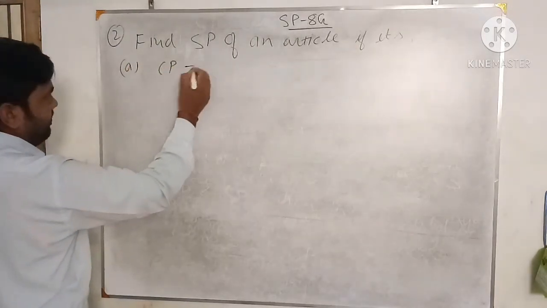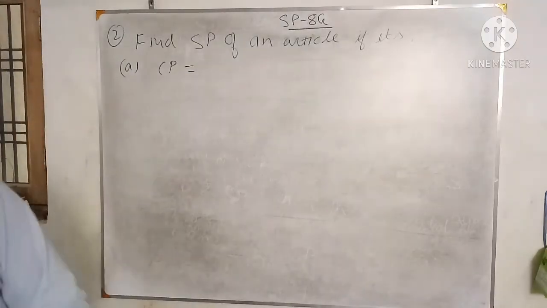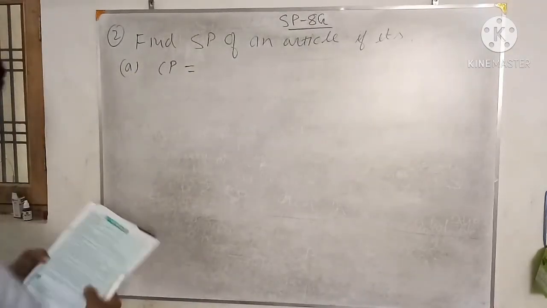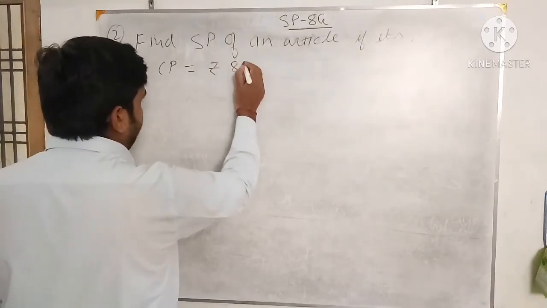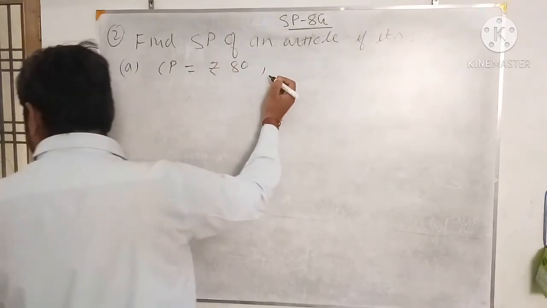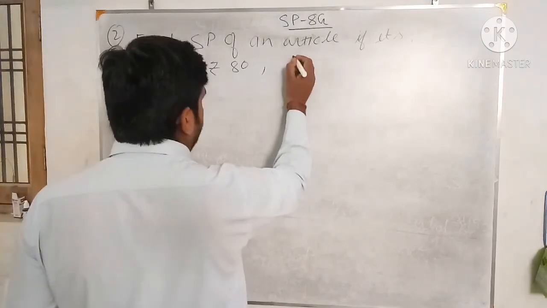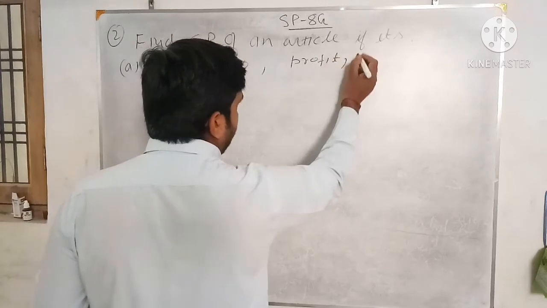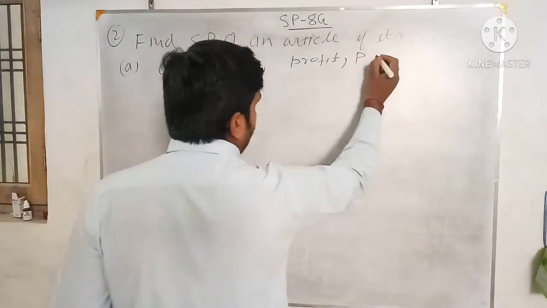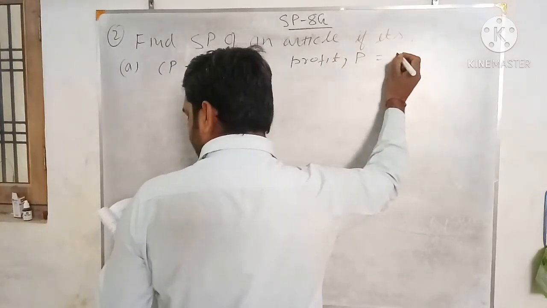Cost price is given, so cost price equals rupees 80 and profit percent equals 50%, and profit percent equals 15%.